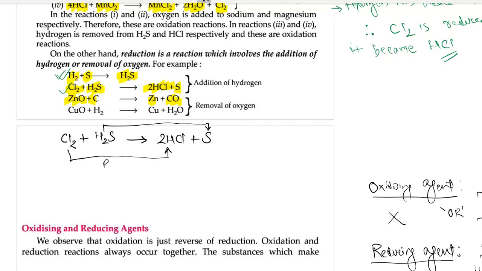Can you tell me why is this reduction? Because hydrogen is added to chlorine, that's why it is reduction. Why is H2S oxidized to sulfur? Why is this oxidation? Because hydrogen is removed from one substance. That's why it is oxidation. So, basic questions I'm going to ask.